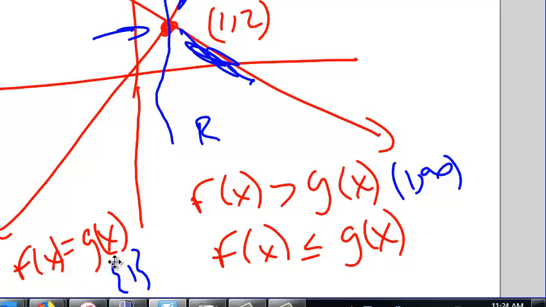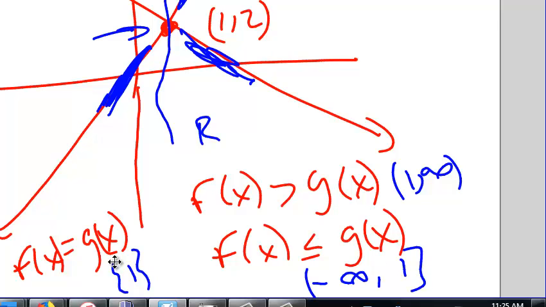When is f of x less than g of x? That would be on the left side. F of x is beneath g of x. G of x is up here. F of x is down here. It's less than g of x from negative infinity to 1.